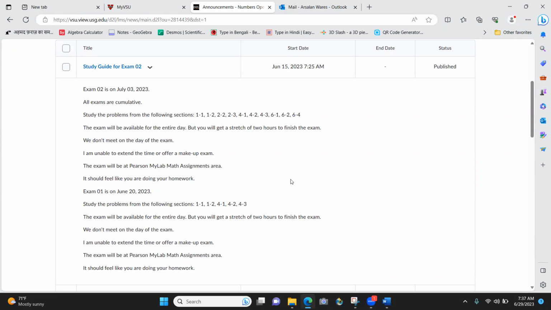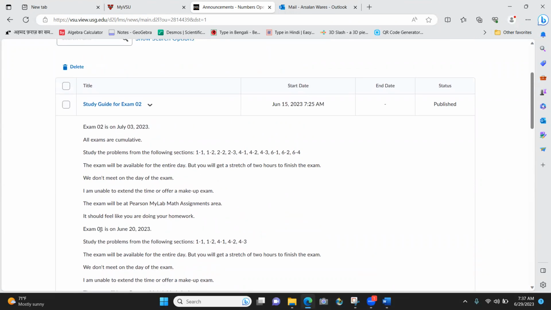Okay. And the study guide for exam one is still available in the bottom, but you can pretty much ignore it. The homework problems are going to be, the test problems are going to be very similar to the homework problems. So before you take the test, make sure you do the homework problems.